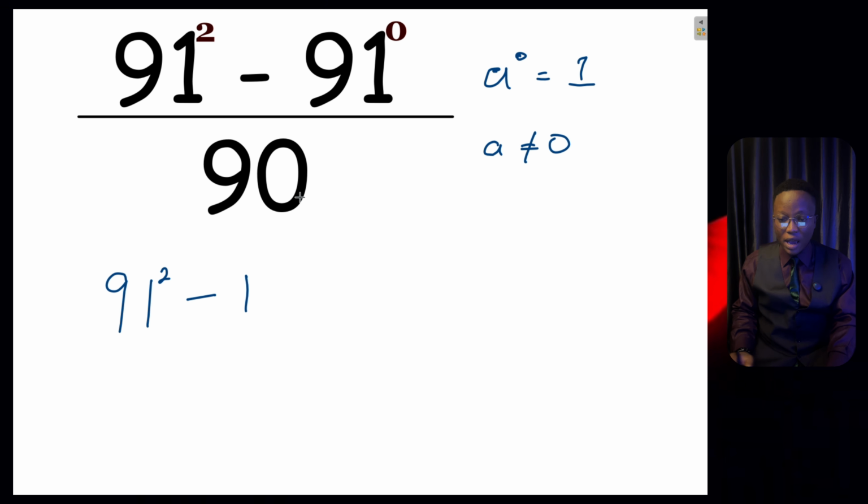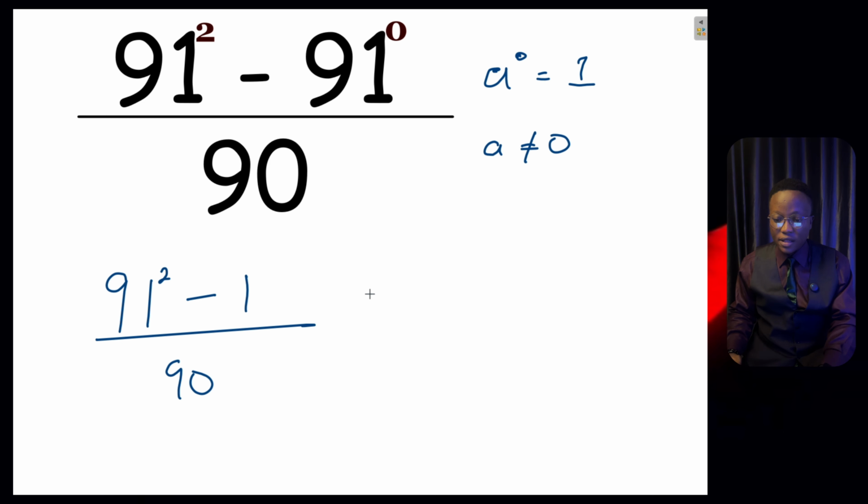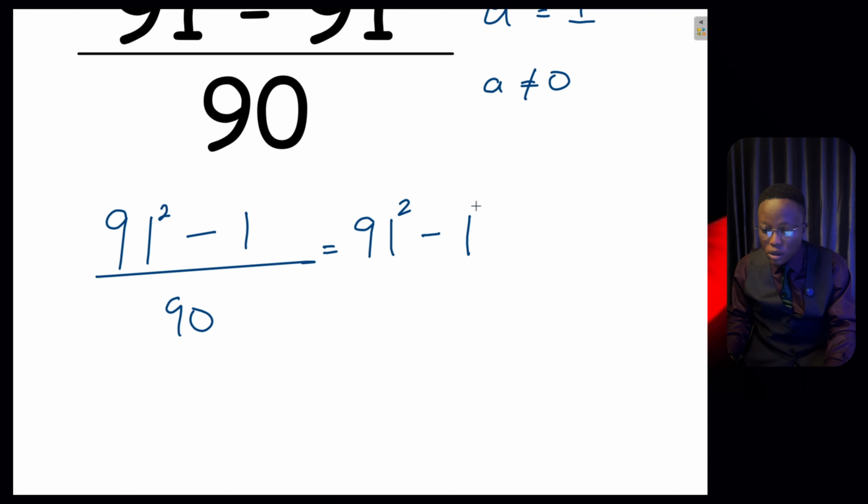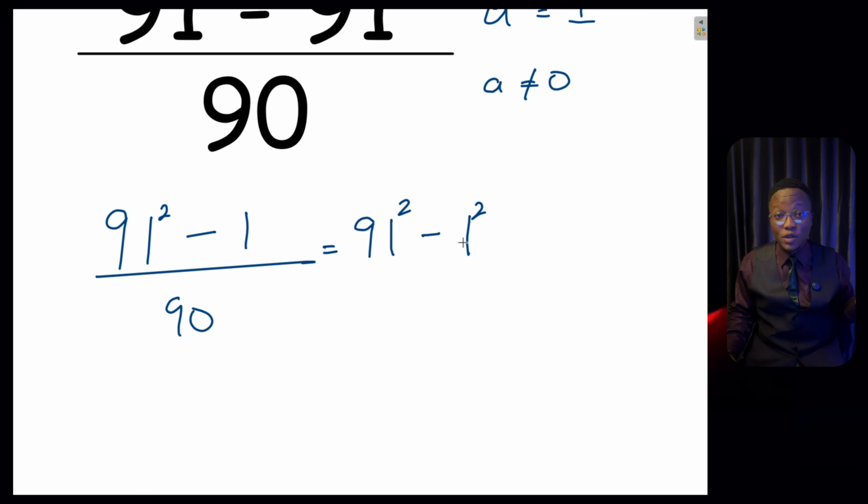So we're going to say 91 squared minus 1, because 91 raised to power 0 is 1, all over 90, right? And then this can become 91 squared minus 1 squared. Okay, 1 squared is 1, so we don't really have any issue there. 1 squared is 1, so 91 squared minus 1 squared all over 90.